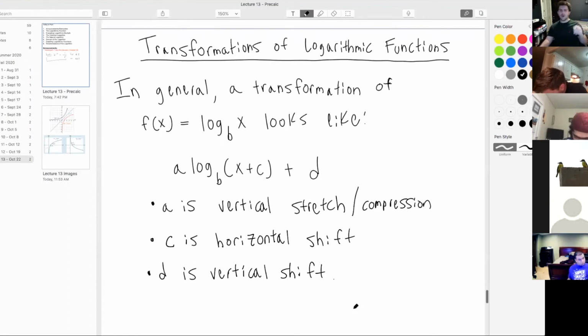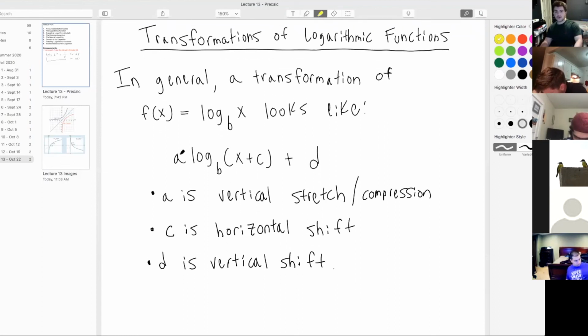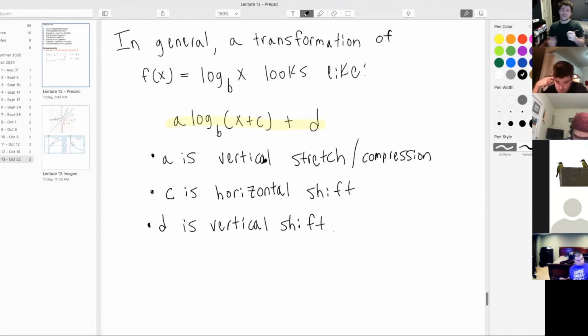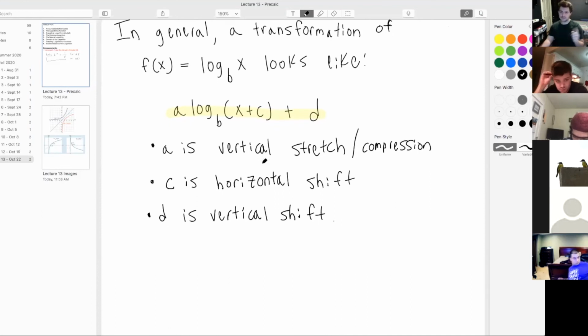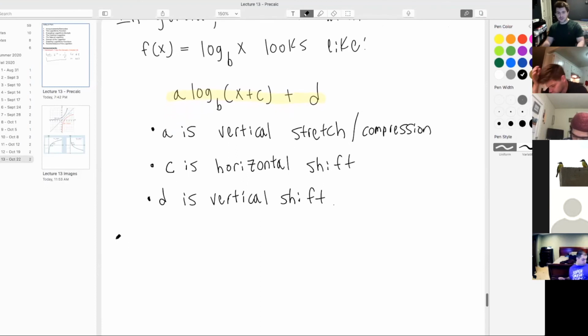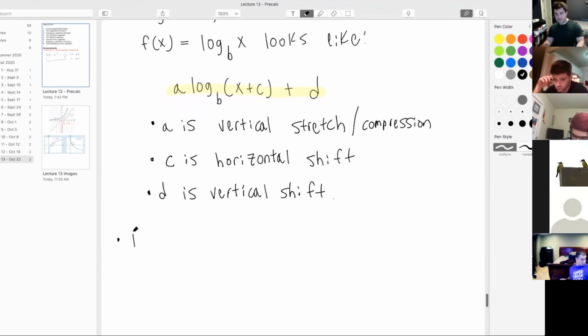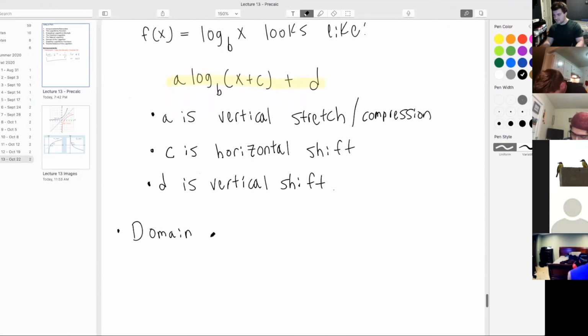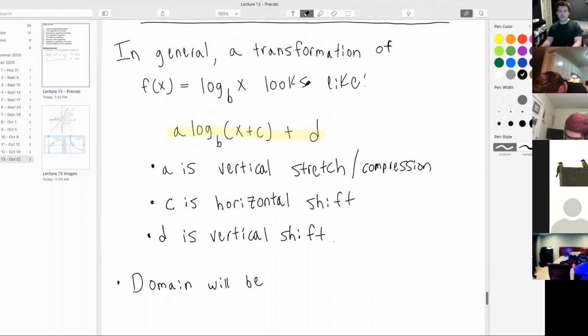Good. Okay, now we have this transformation. Let me tell you properties of this guy so we can graph transformations really easily. First of all, what is its domain? Does someone want to tell me what the domain of this transformed logarithm is? It should follow from our work from earlier. What do I need to do here?